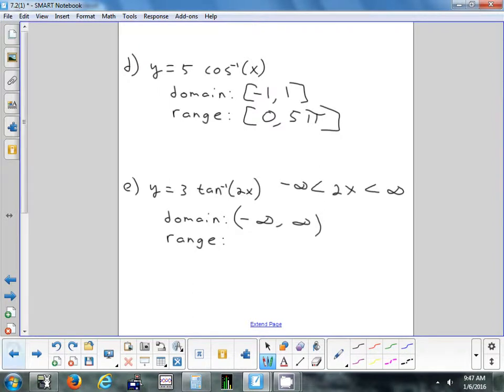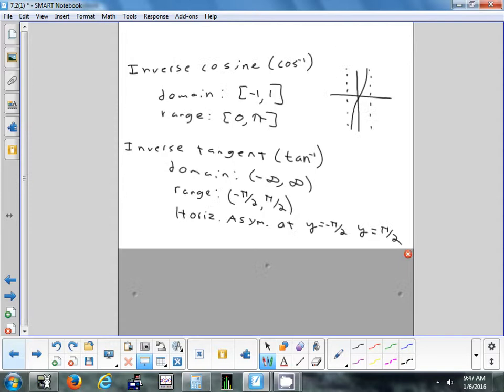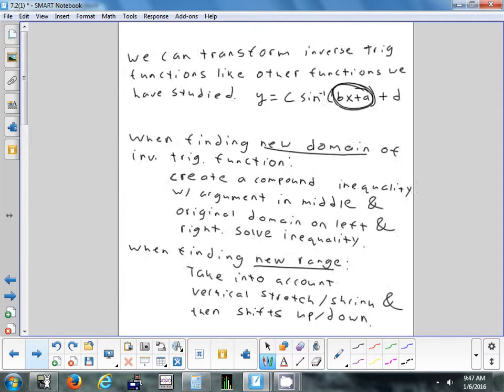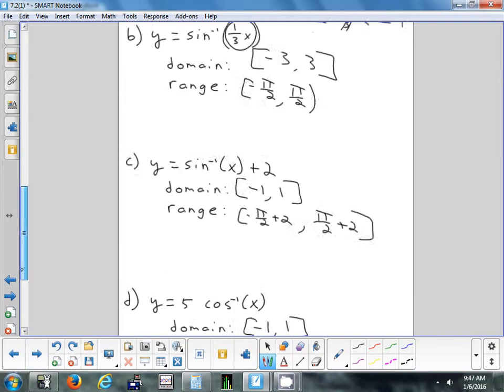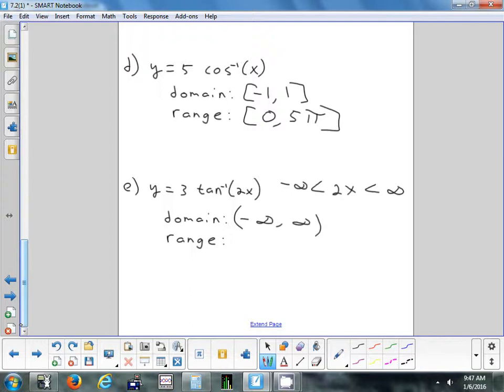And now the range. The range was negative pi over 2 to pi over 2. Now we're going to triple it. So instead of negative pi over 2, triple it. And instead of pi over 2, triple it. Any questions on that?